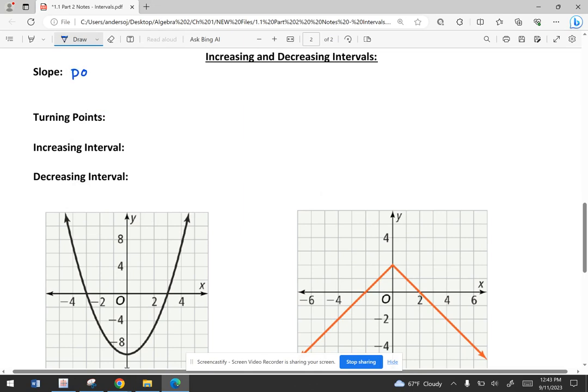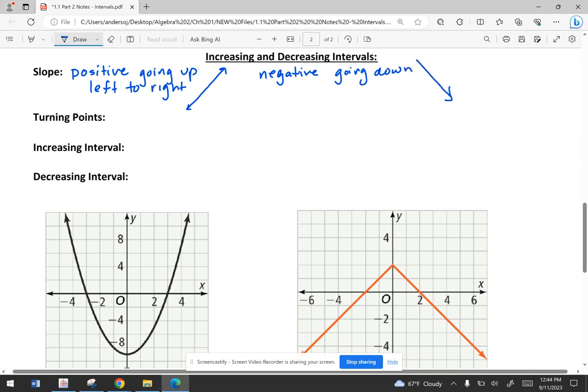First of all, we have positive slope, which runs from going up from the left to the right. So any graph that's going in this direction. And of course, we have a negative slope. Any graph going down from the left to the right.